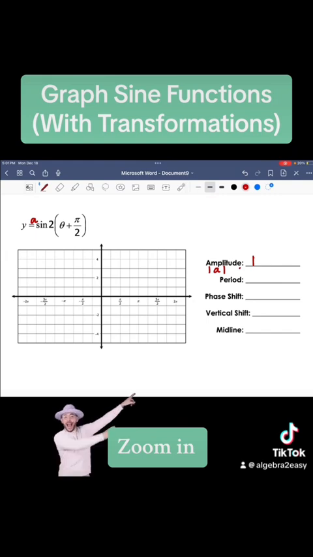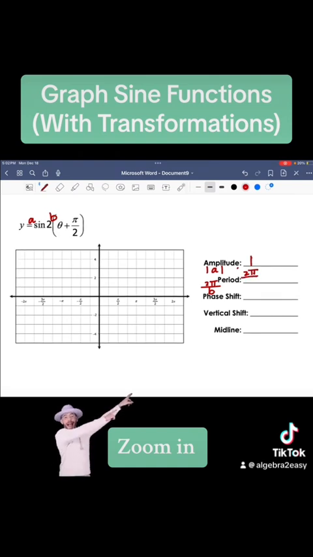Now, remember your period was always 2 pi divided by B. B was in front of theta. We do have a B this time. It is 2. So we're going to have 2 pi divided by 2. 2 pi divided by 2 is just pi. Now, we do know also pi can be called 180 degrees.